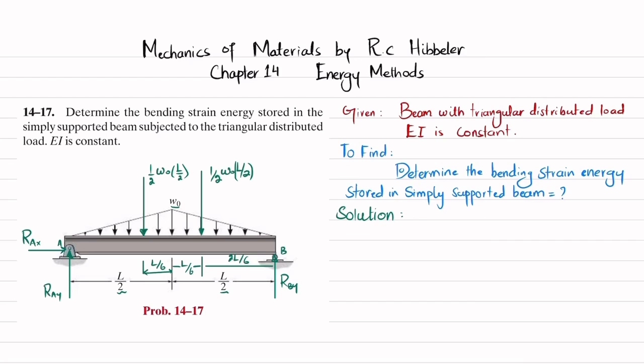Here it will be L by 6 and this distance will be 2L by 6. Okay. And the distance from this point till this point will be equal to L by 2 plus L by 6, which will give you 2 over 3 times L. Now you can apply equation of equilibrium.